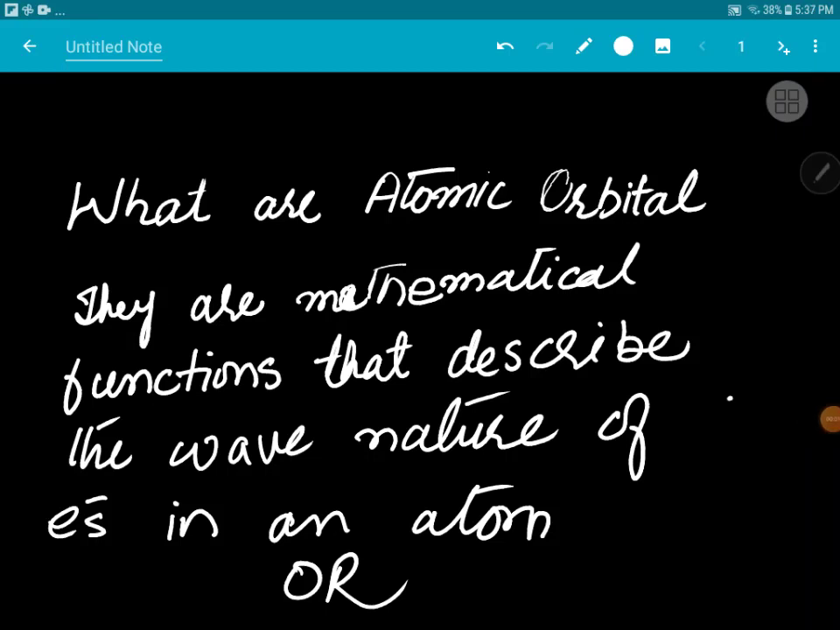Bismillahirrahmanirrahim. Today our topic is what are atomic orbitals. Actually, atomic orbitals are mathematical functions that describe the wave nature of electrons in an atom. It means the probability of finding an electron in a specific region around the nucleus of the atom.